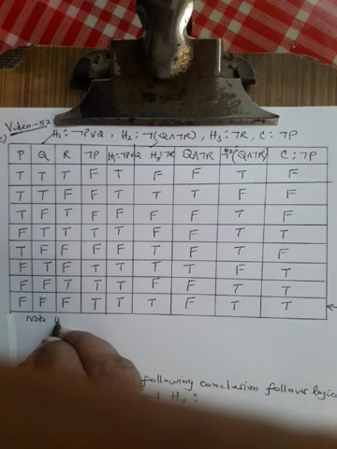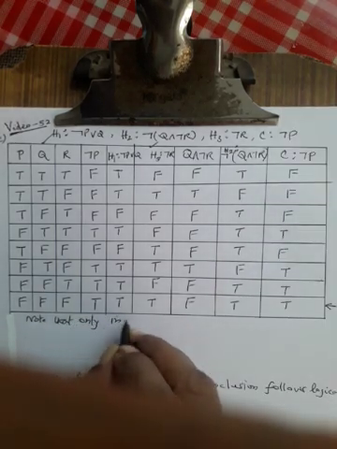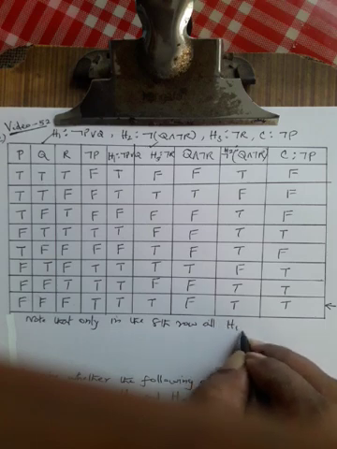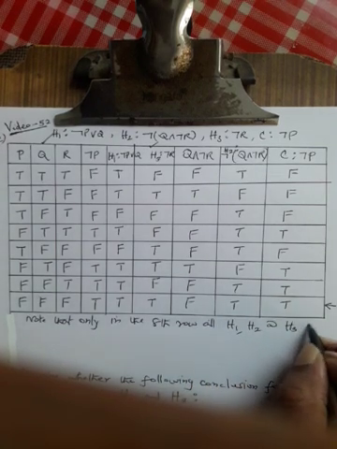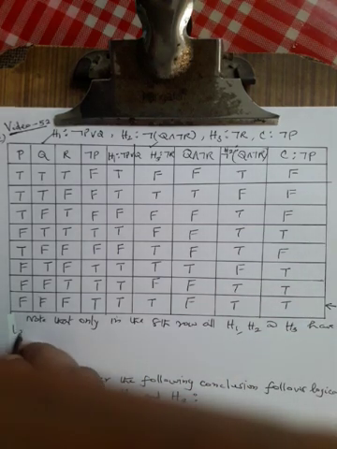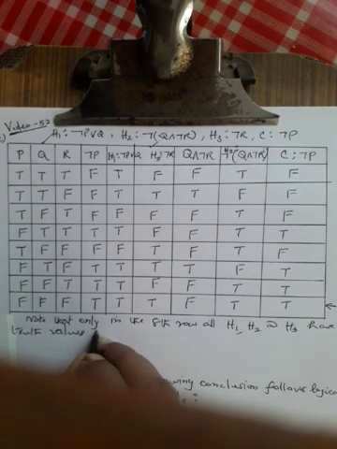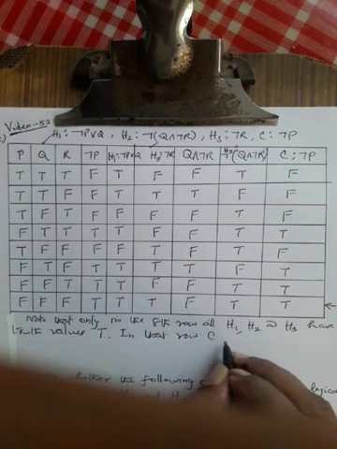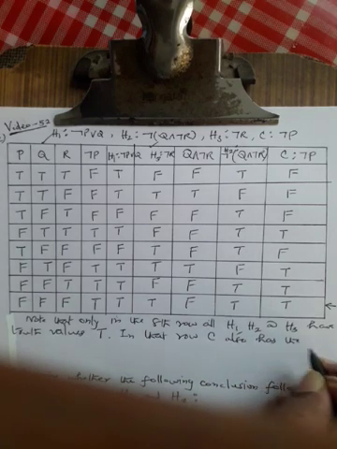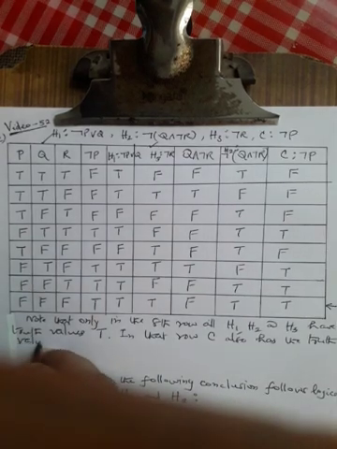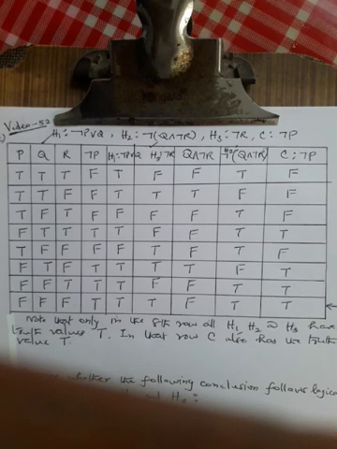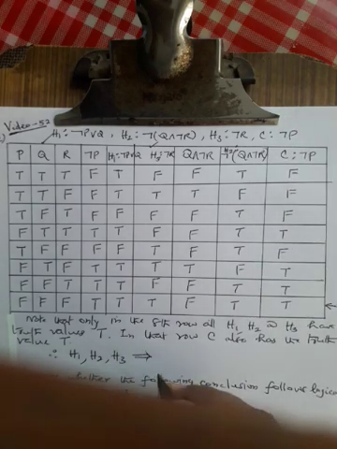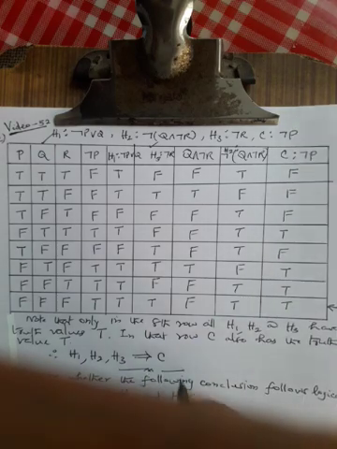Note that only in the 8th row, all H1, H2 and H3 have truth value T. In that row C also has the truth value T. Therefore H1, H2, H3 imply conclusion C. So this completes part C.